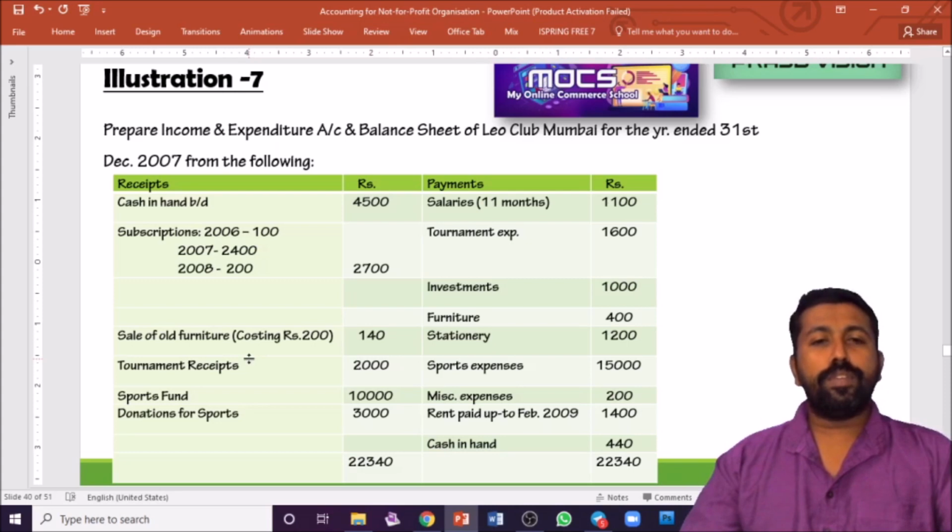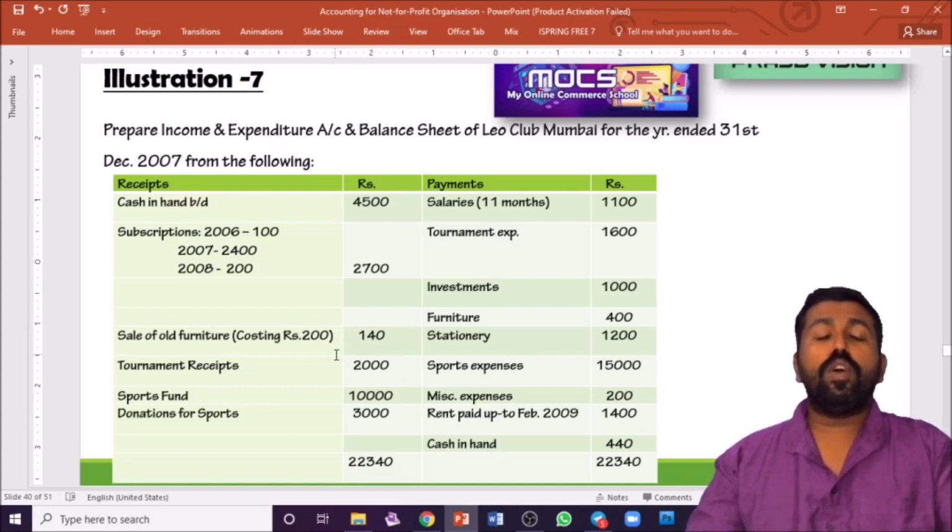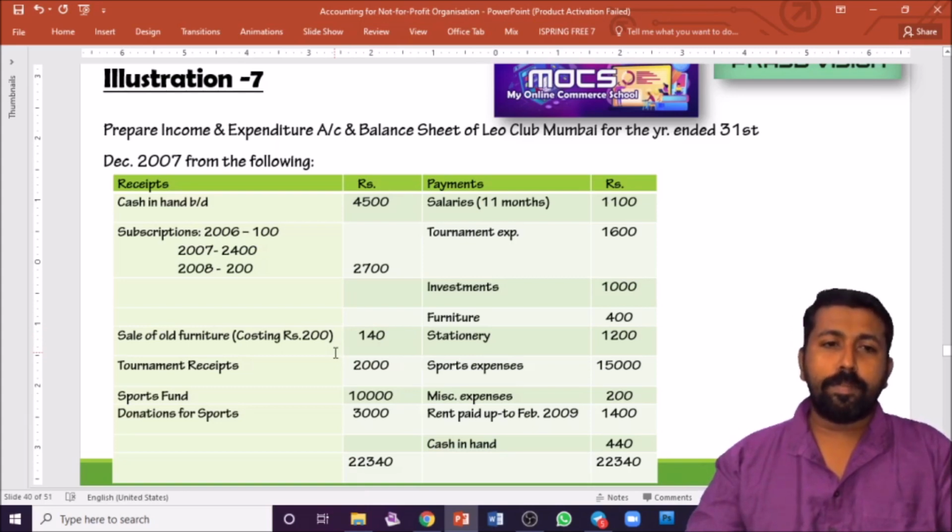And all the furniture they sold for 140. The actual value of that furniture is 200, but they sold it for 140. That means it is sold at a loss. So it is a hidden aspect. We have to take that as rupees 60 loss on the income and expenditure account, expenditure side.